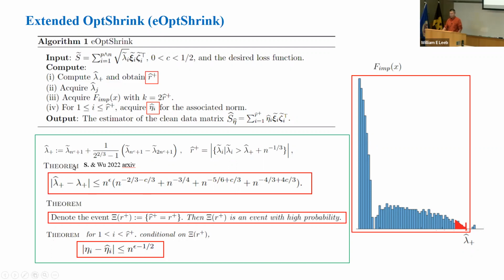Because of the convergence rate we proved before, we can also have the convergence rate of how fast our estimator of the bulk edge converges to lambda plus, which is apparently determined by the constant c here. So we can select the c which has a good convergence rate. Also, with high probability, the event that our estimation of r plus equals r plus holds. We also have the convergence rate of the estimator of the shrinkers.